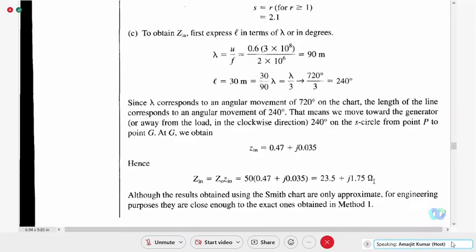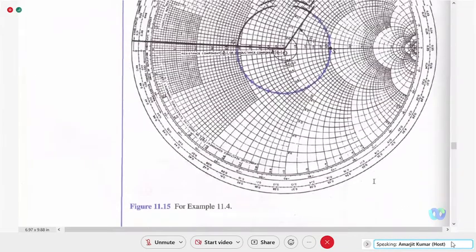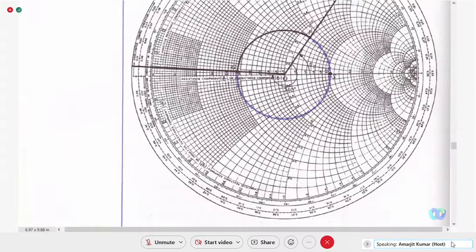In which direction? Toward the generator. Toward the generator means clockwise, not counterclockwise. Counterclockwise means toward the load. We are moving toward the generator, Z in. So clockwise 240 degree. Clockwise 240 degree means counterclockwise 360 minus 240.